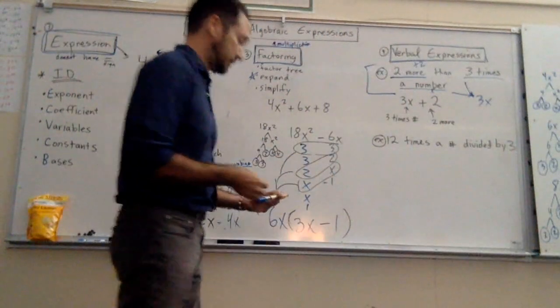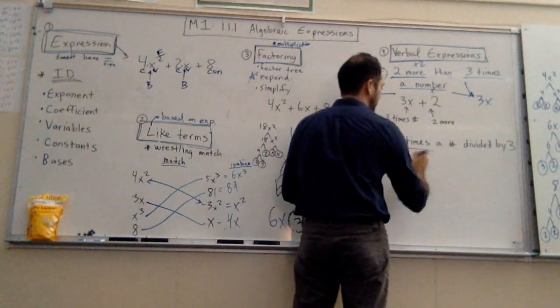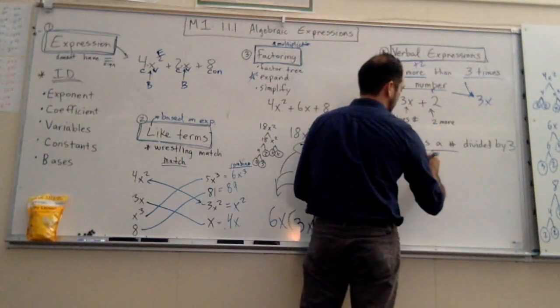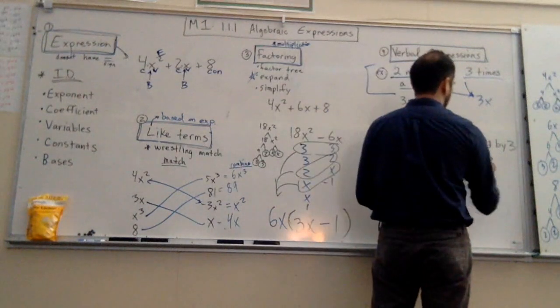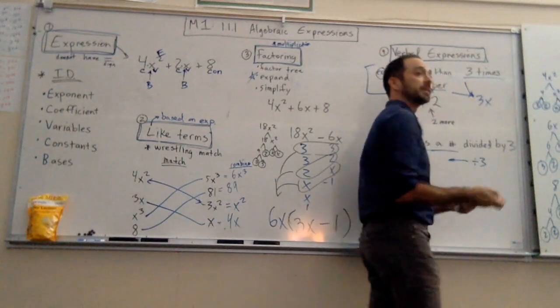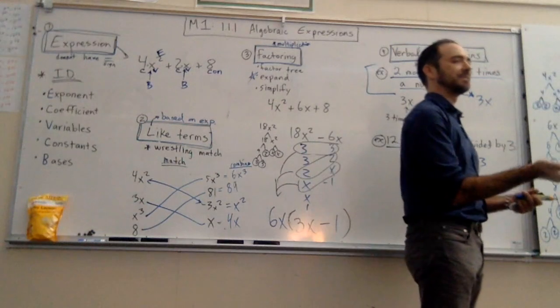12x divided by 3. Okay, so we have 12 times a number, 12x. Divided by 3, we're going to take this and we're going to divide it by 3.